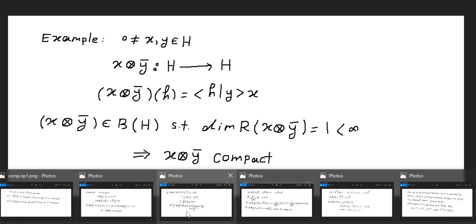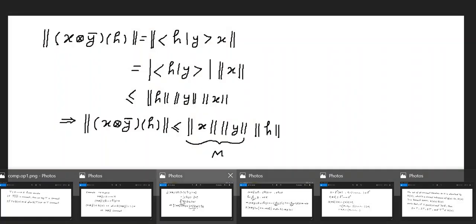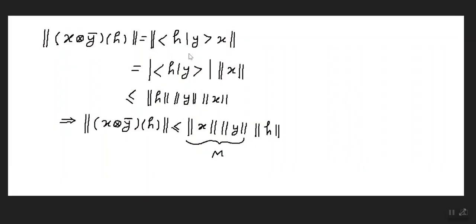Look at the next page. Okay, here we want to show that this operator is bounded. Look at here. The norm of X tensor Y bar applied to h, for every h, equals the norm of the inner product of h and y times x. Now, by the property of the norm, this is a scalar, right? This equals the absolute value of the inner product of h and y times the norm of x. Now, this is less than this.